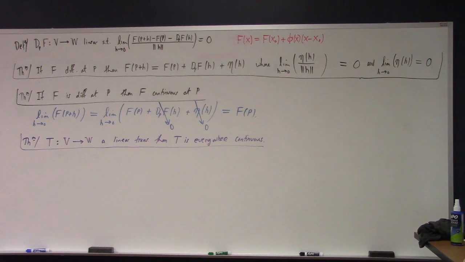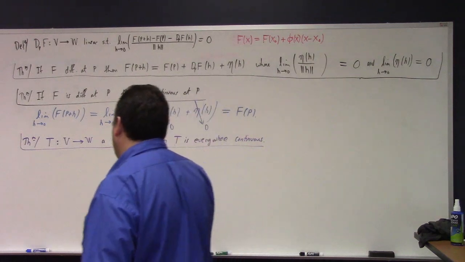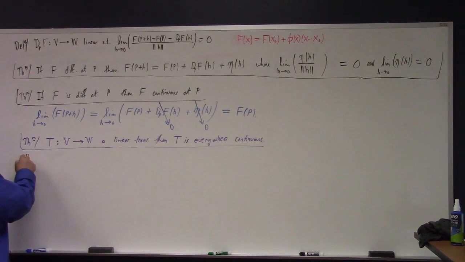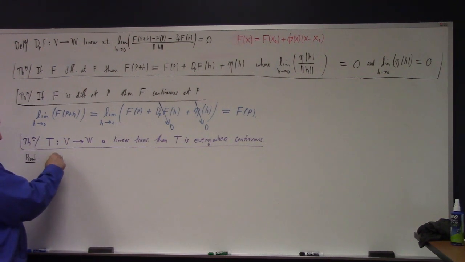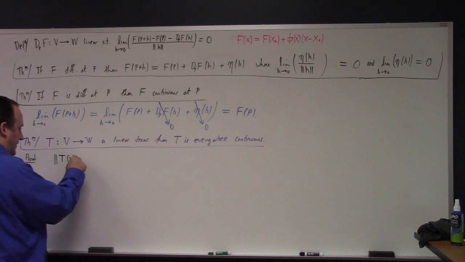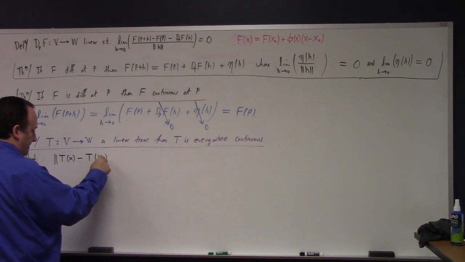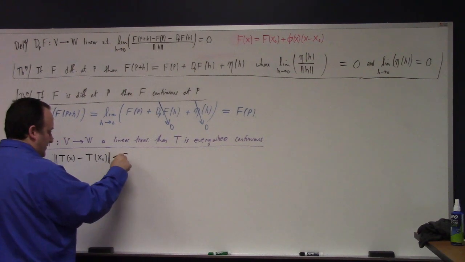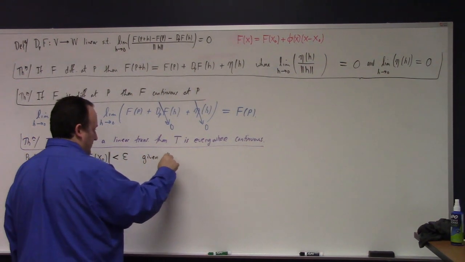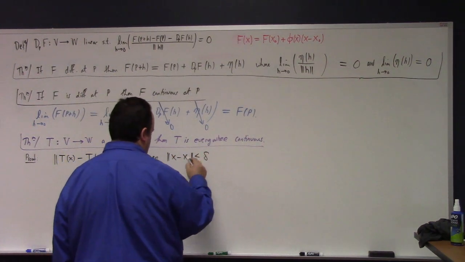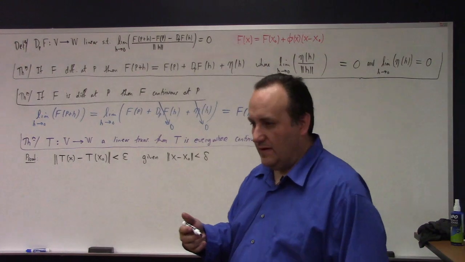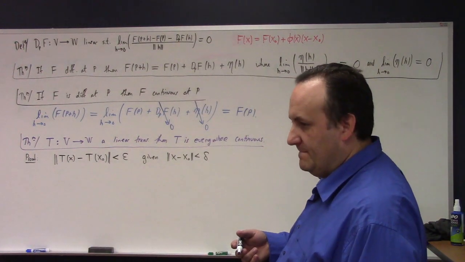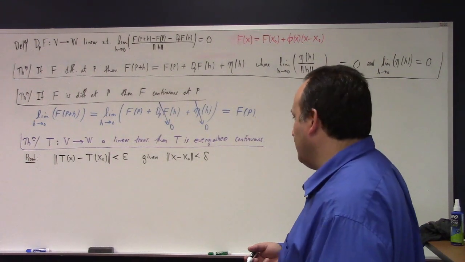So let's look at it. I'm going to construct the proof a little bit backwards by looking at what we need and then reasoning how we can do it. Essentially, we would like the norm of T(x) minus T(x naught) to be less than epsilon, given that the norm of x minus x naught is less than delta. If we can do that, that would prove continuity at x naught, that is, the limit as x goes to x naught of T(x) is T(x naught).